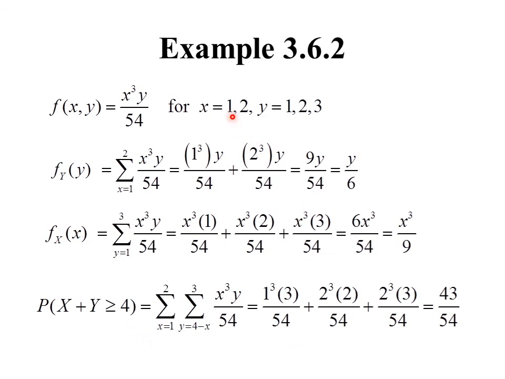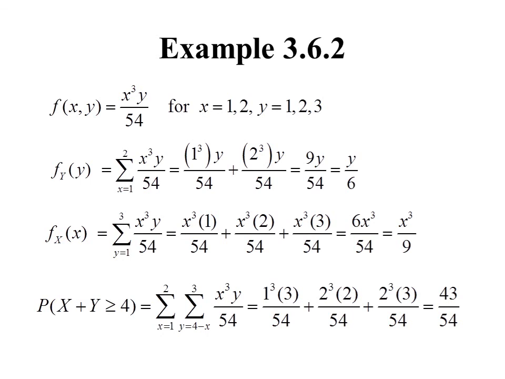So if we look at the first pair, 1 and 1, we say, is 1 plus 1 greater than or equal to 4? No, it's not, so we're not going to deal with it. Next pair, 1 and 2, is 1 plus 2 greater than or equal to 4? No, it's not, so I'm not going to worry about it. Next one, 1 and 3, well, yeah, that sum is 4, so I'm going to plug those values into my joint PMF. I look at my next pair, 2 and 1, nope, sum is only 3. Next one, 2 and 2.